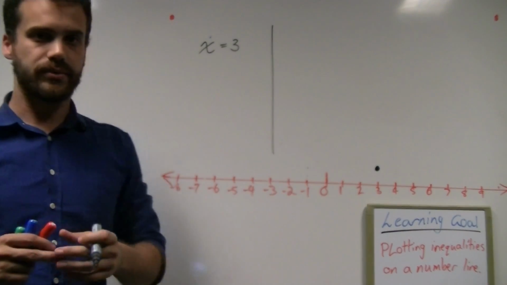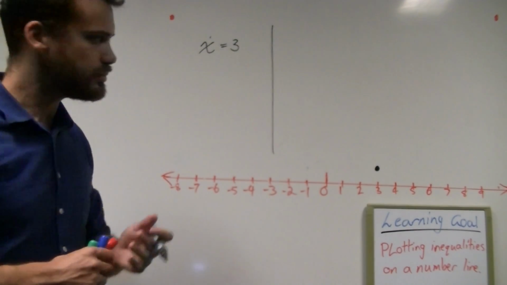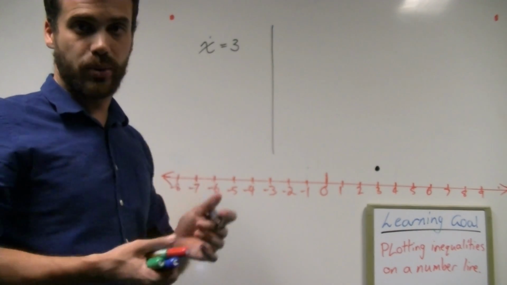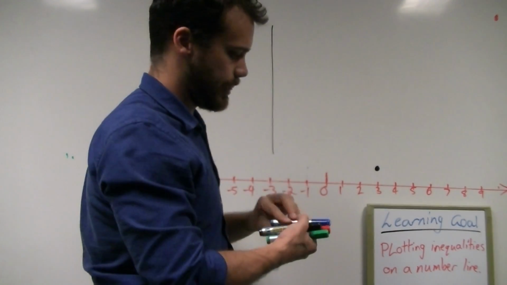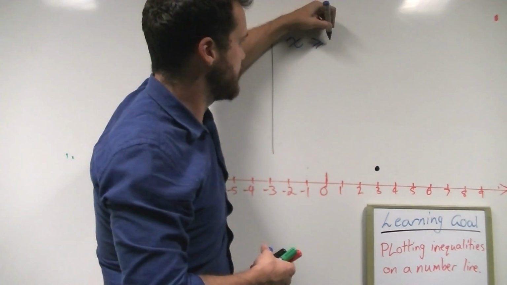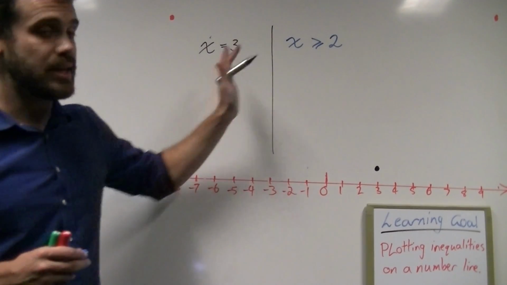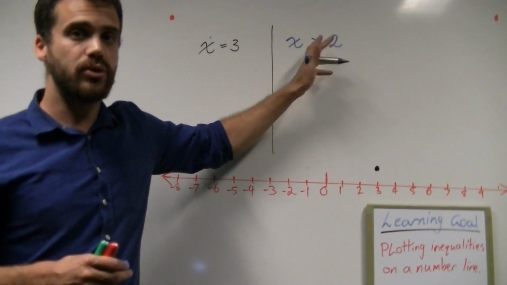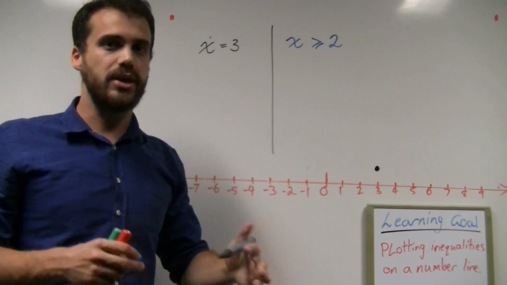Now, inequalities are a different thing. Instead of using an equal sign, we use a greater than or a less than sign. Let's look at one inequality first of all. I'll do x is greater than or equal to 2. Okay, that's an inequality. Greater than or equal to. So x is all of the numbers that are greater than or equal to 2.